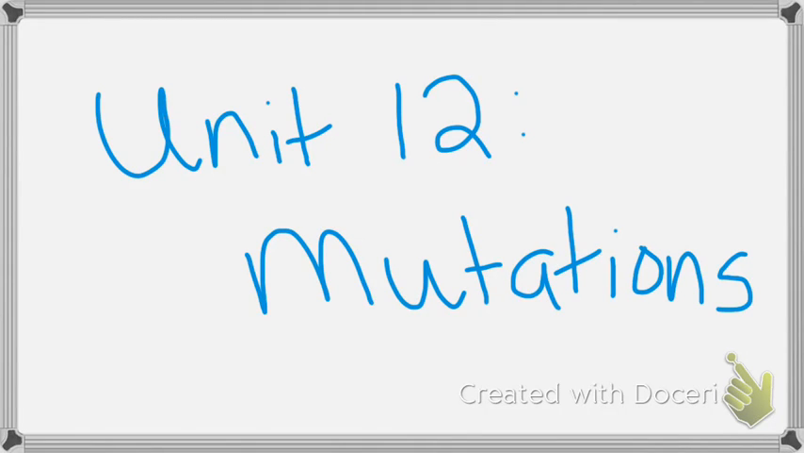Okay, this is a video lesson over Unit 12, which is going to be discussing all the different types of mutations that can occur, both chromosomal and gene mutations. Make sure you're recording these notes in your journal and pausing and rewinding any parts that you need to do so.